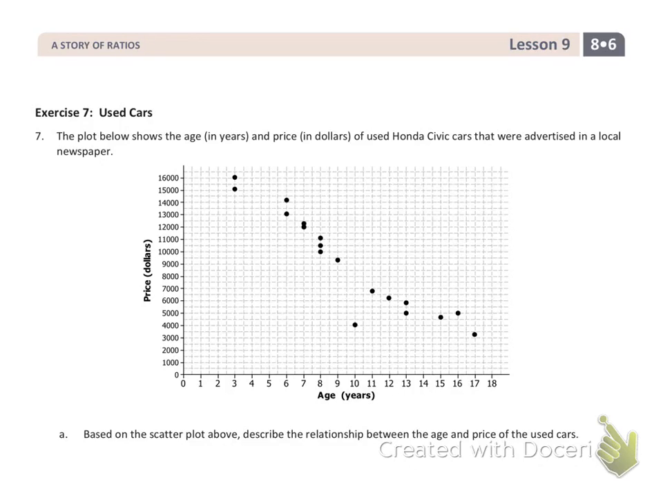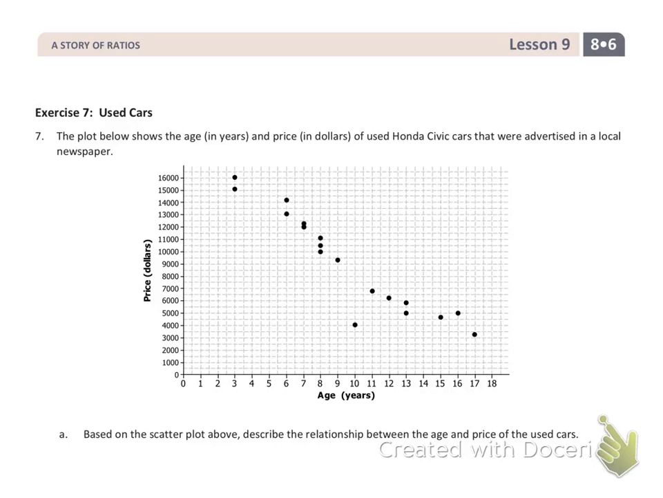Okay, so the relationship that you're noticing here, hopefully, is that the older the car, the lower the price. So as the age increases, the price decreases. Any one of those statements would describe the trend in this graph.